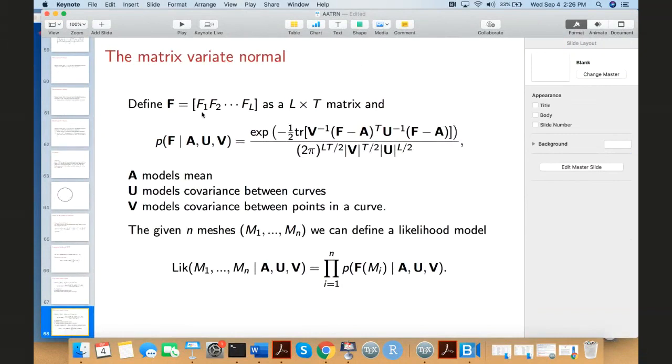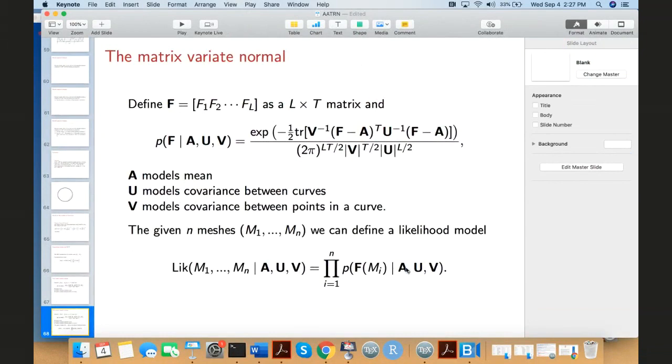What's nice about this, I'll give you two examples, is if I took that smooth Euler characteristic curve and discretized it in terms of the points on the curve, my shape has been turned into a matrix. It's an L by T matrix. And we have many ways of putting distributions on matrices. One classic distribution is the matrix variate normal. It has three parameters: a mean parameter, which is your mean matrix, a mu parameter, which models the covariance between the curves, and a v parameter, which models the covariance between points in the curve. So now I can take a shape, turn it into a matrix, define likelihood models, and start doing more formal statistics with this, and we'll talk about this.